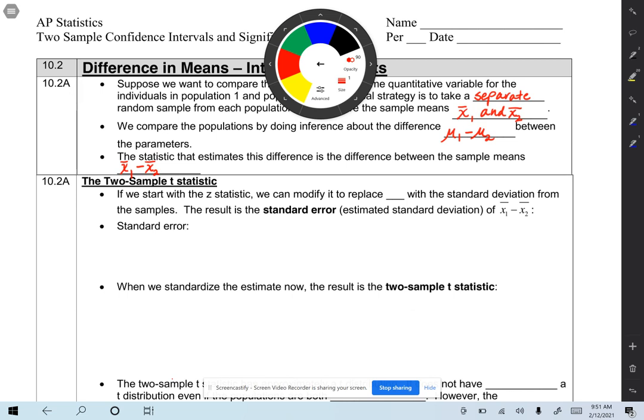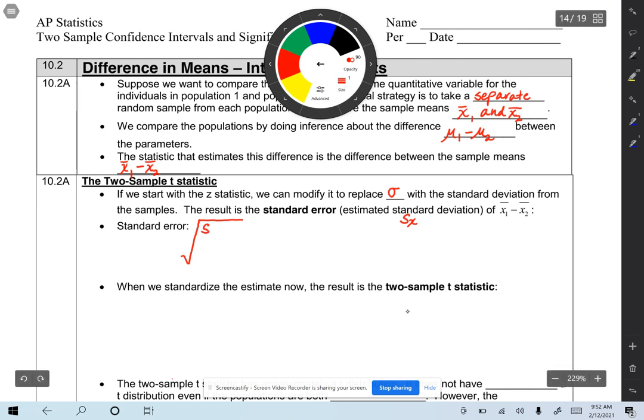Okay, if we start with the z statistic, we can modify it to replace sigma with the standard deviation from the samples. The result is the standard error, so the estimated standard deviation of the difference in sample means. So the standard error now becomes the following. All I'm going to do is replace the numerator with the sample standard deviation.